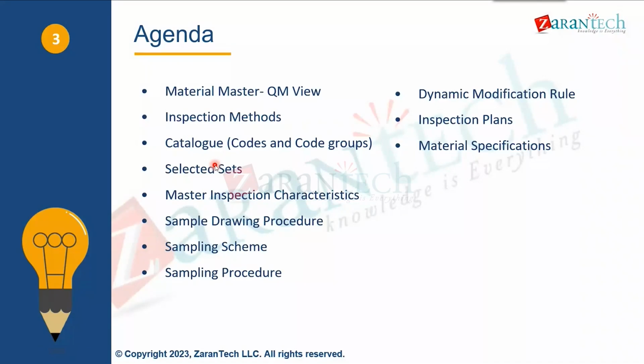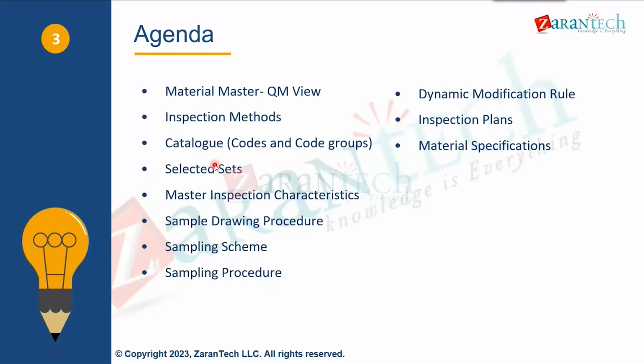Because we cannot express the qualitative characteristics in physical terms, so we need to maintain some codes. Yes, during quality inspection and results recording, we need to inform the system that a characteristic is red color, blue color, green color, or accepted, rejected. To have that functionality and to inform the result of that particular qualitative characteristic, this catalog plays a major role.